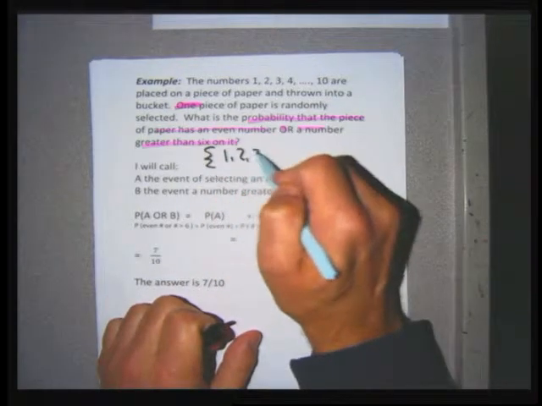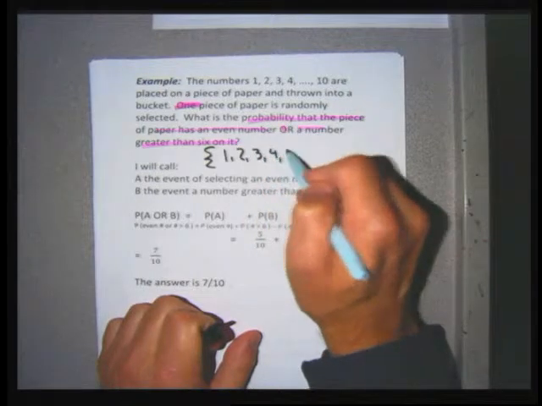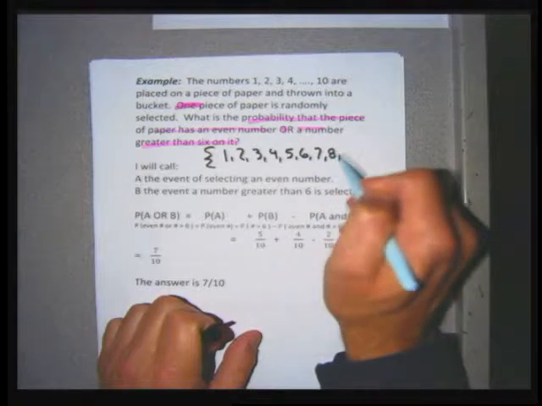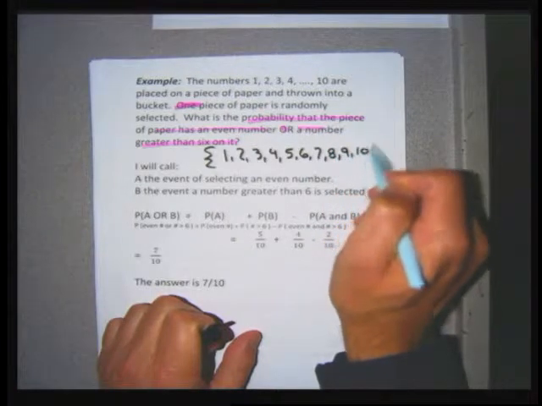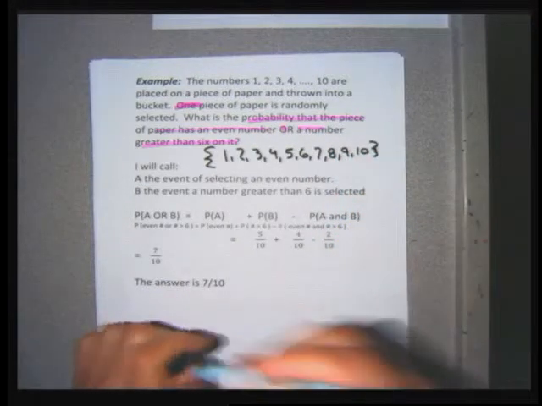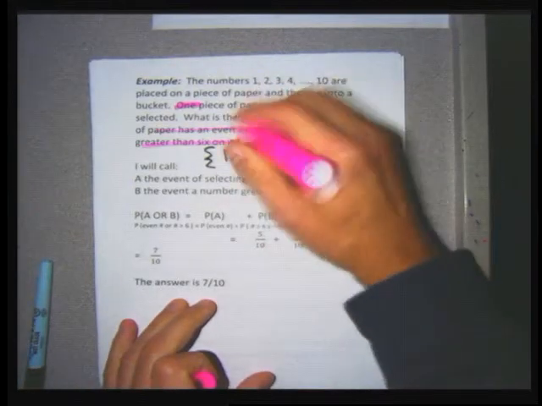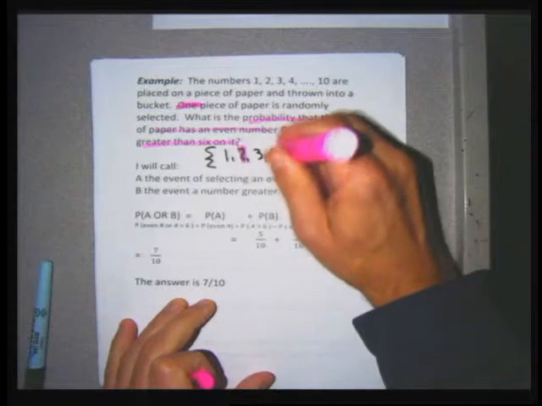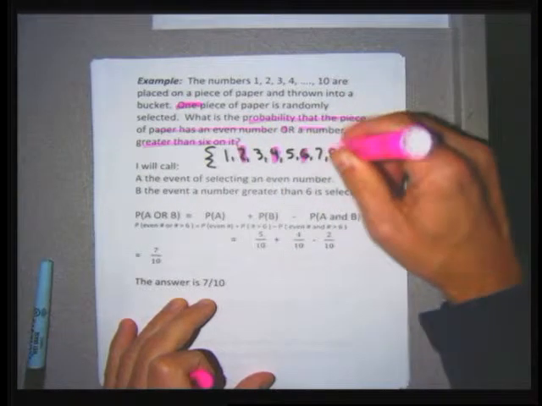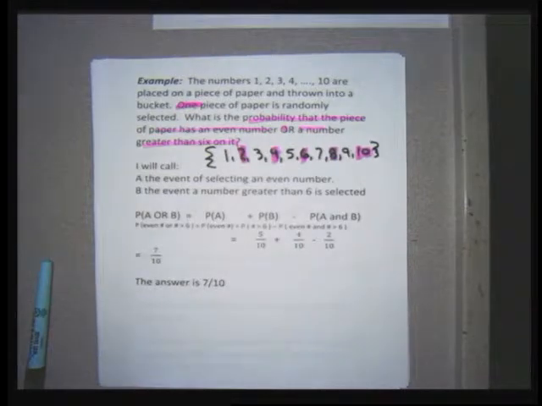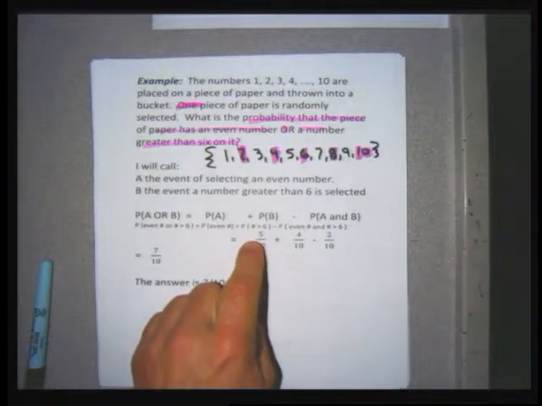To do the probability of A, the sample space, what can be selected, is any number between 1 and 10. And so the probability of A, because A is getting an even number, is going to have a 10 in the denominator, because there are 10 different numbers that could be selected. And for A, the numerator is going to be 5 because there are 5 even numbers.